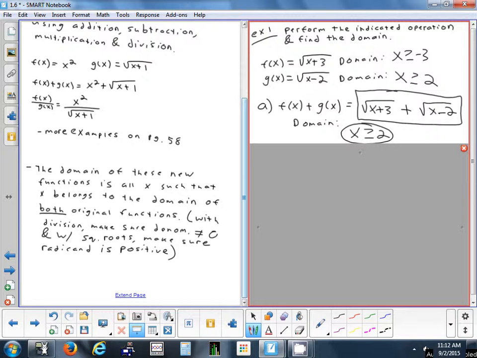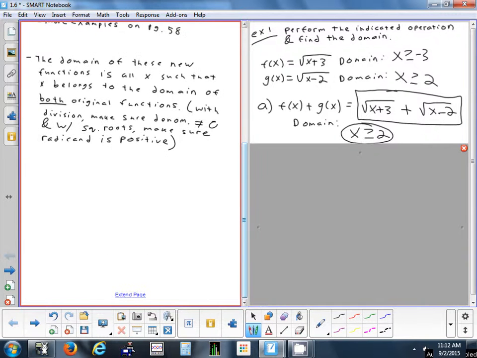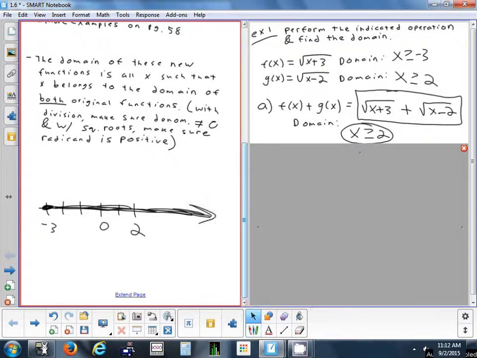Another way to think about it is if you were to graph it: x is greater than or equal to -3, and graph what's below it. Look where they overlap. So here's a number line. Let's put 0, -3, 2. If you graph the top one, closed circle on -3, shade everything to the right. If you graph the bottom one, closed circle on 2, shade everything to the right. What we're looking for is where these domains overlap. They overlap from 2 and up.